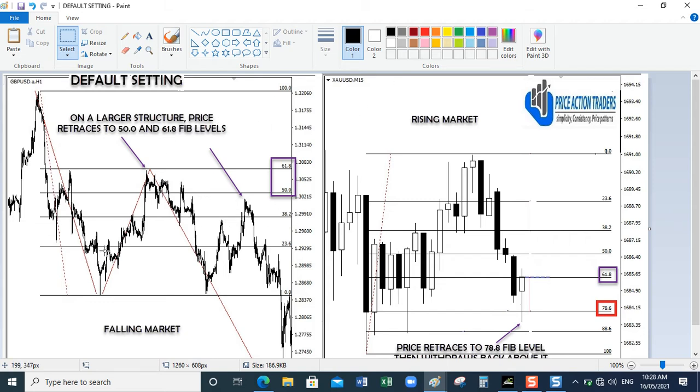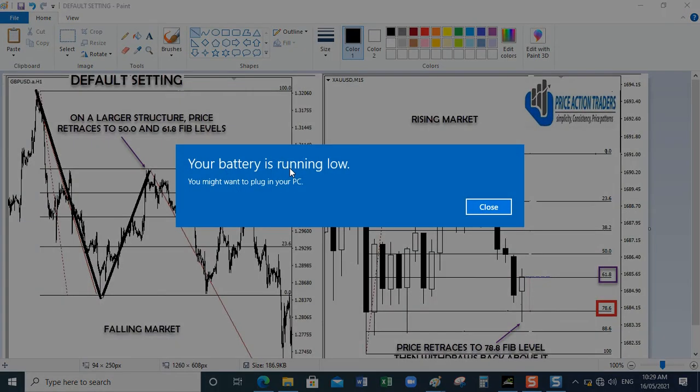You see the price from here. Price moves from this top down to this place. Then it now retraces. Can you see that? It now retraces upward to 61.8. Can you see the critical level of Fibonacci retracement?